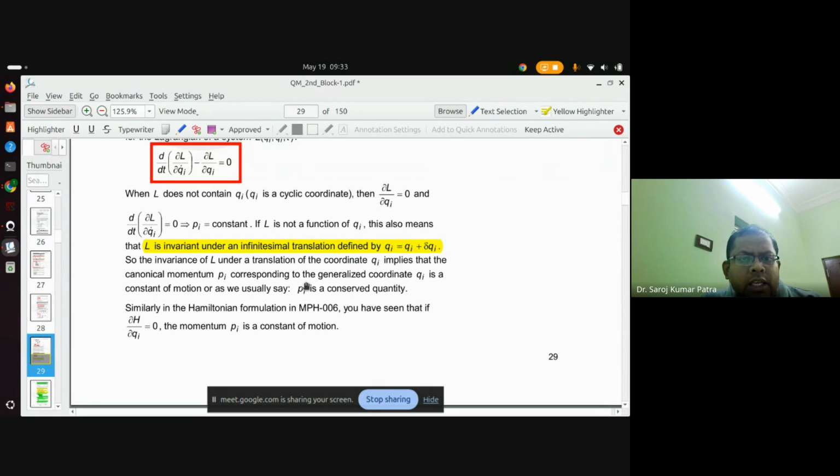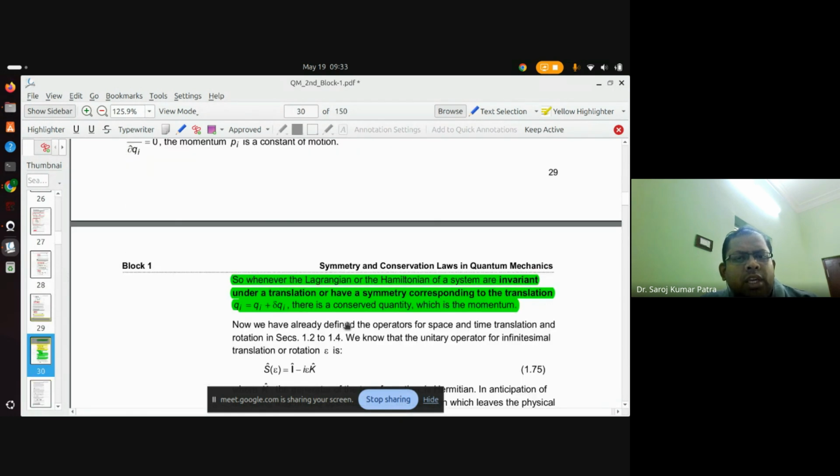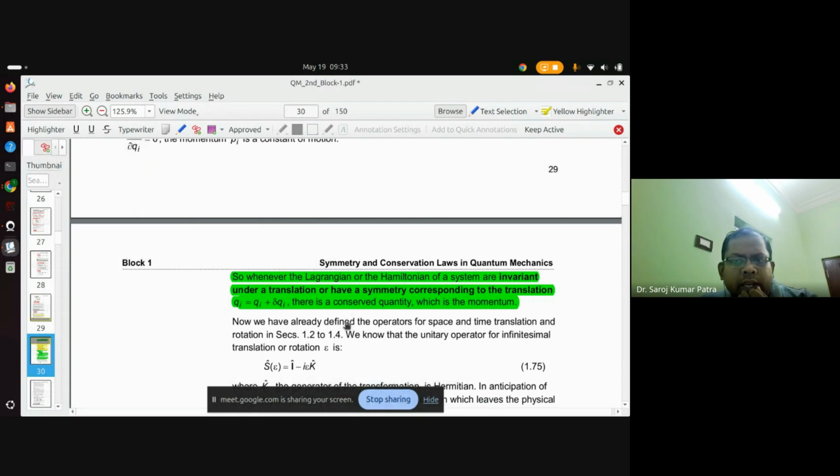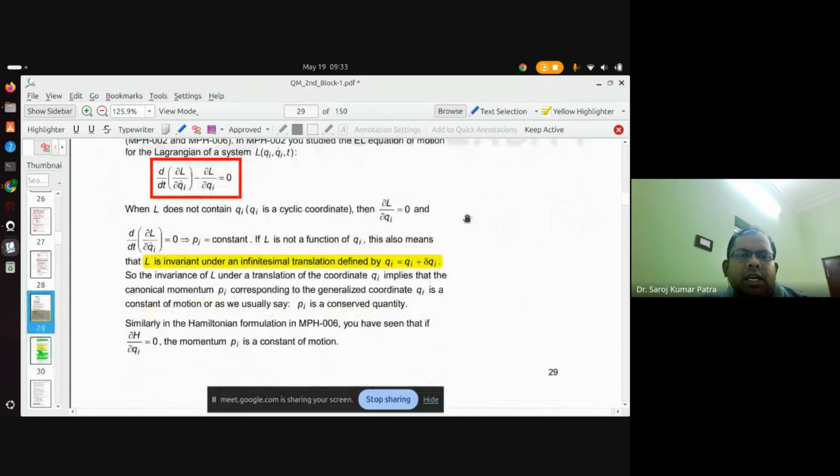Similarly, in the Hamiltonian formulation, you might have seen that if del H by del Qi is equal to 0, then the momentum Pj is a constant of motion. So these are the ideas we are borrowing from our classical mechanics discussions. Whenever the Lagrangian or the Hamiltonian of a system are invariant under a translation or have a symmetry corresponding to translation, there is a conserved quantity which is momentum. This is very much clear from the Euler-Lagrange equation of motion.